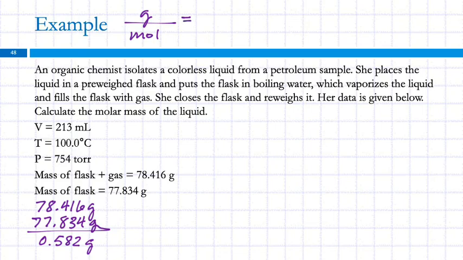So we have our mass, 0.582 grams, and then we need to calculate the moles. Ideal gas law. We rearrange the ideal gas law, we go n equals PV over RT. The ideal gas constant tells us what units we have to use: liters, atmospheres, and kelvins. None of them are right.